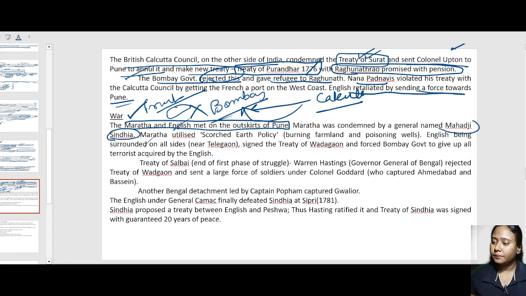Mahaji Scindia. Marathas utilized scorched earth policy. What is scorched earth policy? It is the burning of farmland and poisoning the water in the well, poisoning wells.